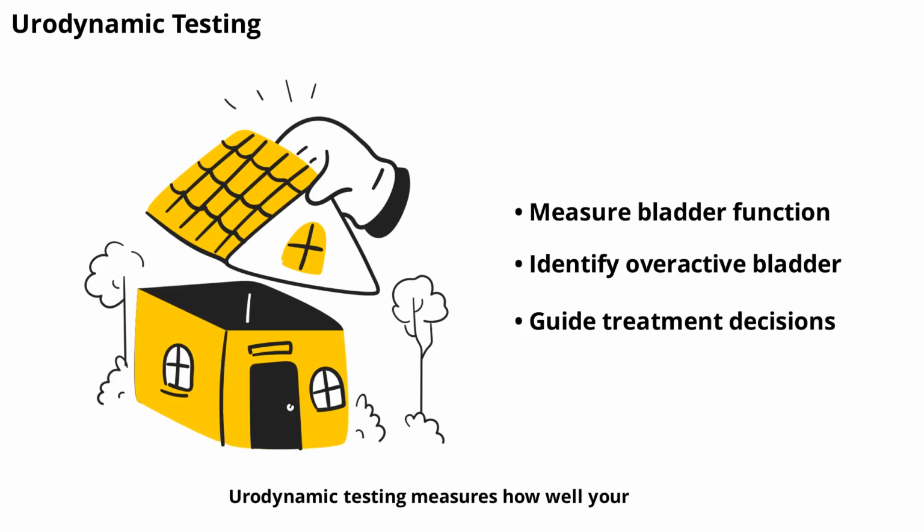Urodynamic testing measures how well your bladder and urethra store and release urine. This series of tests can help identify functional problems, such as overactive bladder or poor bladder emptying, which may mimic IC. The results help the doctor distinguish IC from other urinary disorders and guide appropriate treatment.